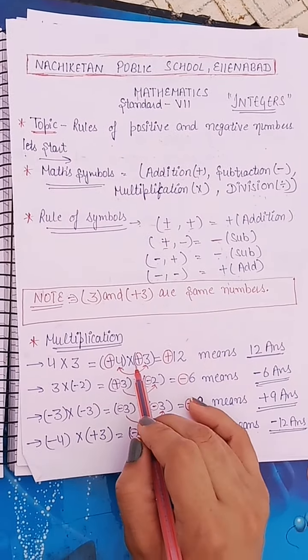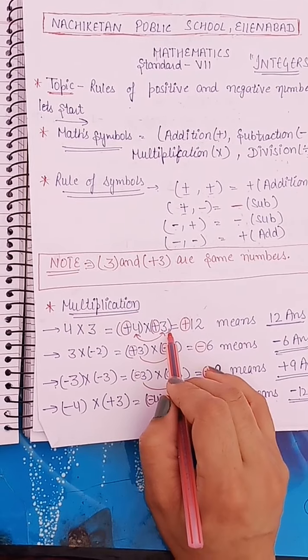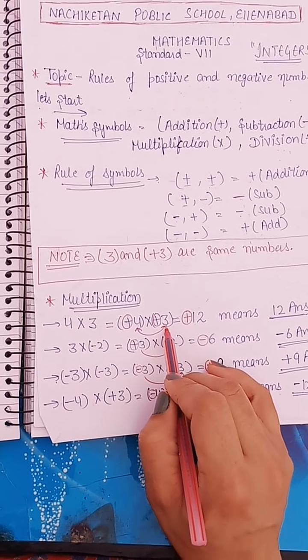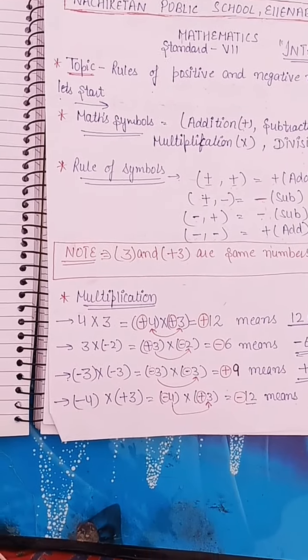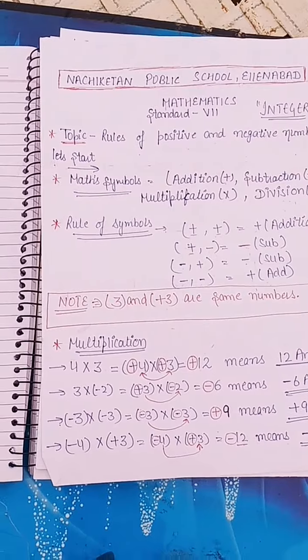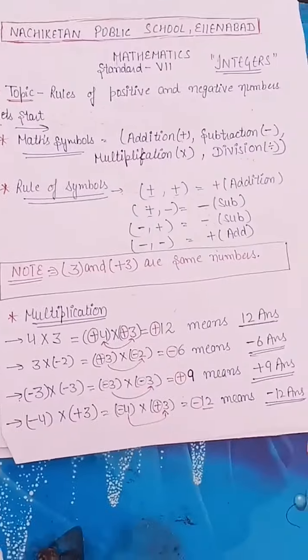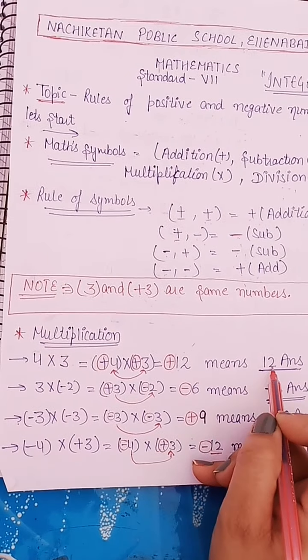Means to say plus. Now firstly we will multiply these two integers. 4 into 3, it's 12. Now arranging the signs according to the rules, plus, plus, plus. Clear? Then positive 12 will come. Means to say your answer is 12.